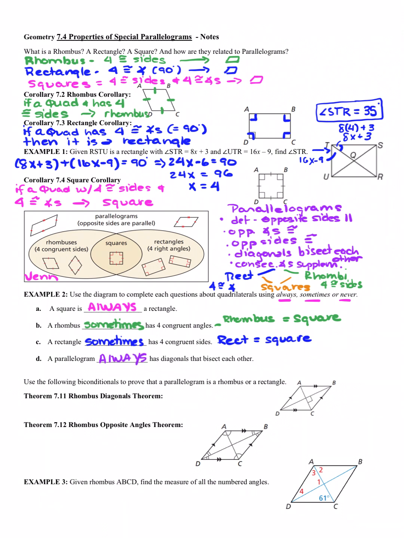Now, use the following biconditionals to prove that a parallelogram is a rhombus or a rectangle. We're going to turn this into the rhombus diagonals theorem.